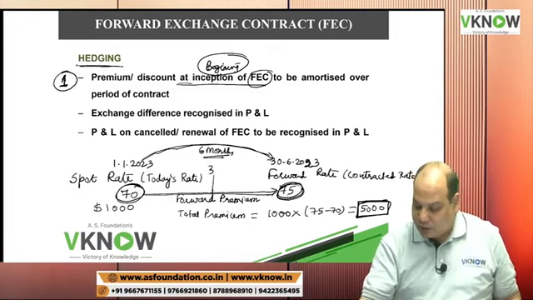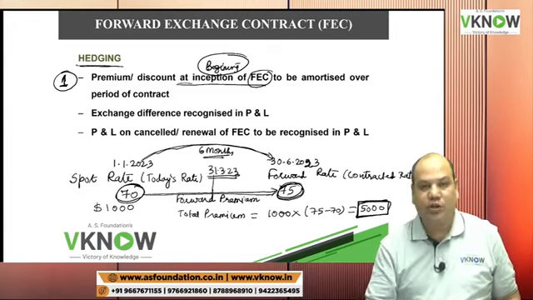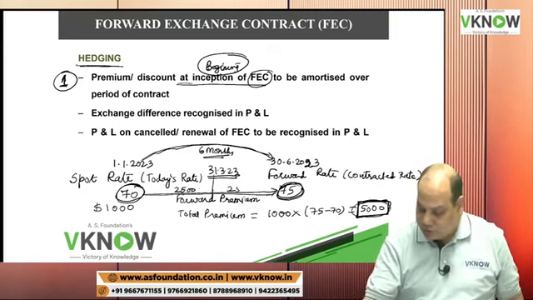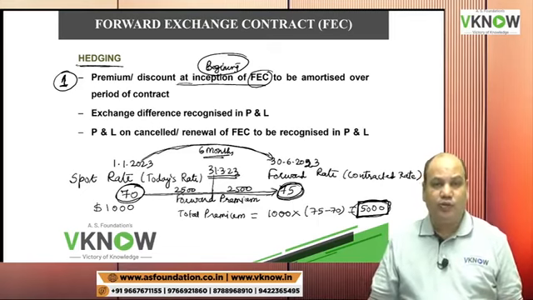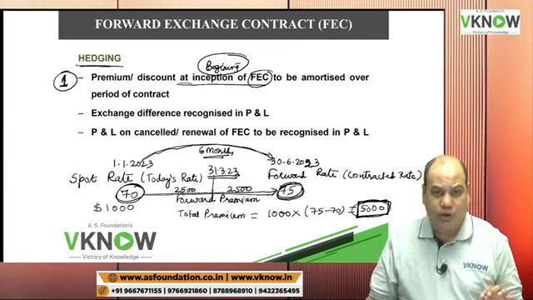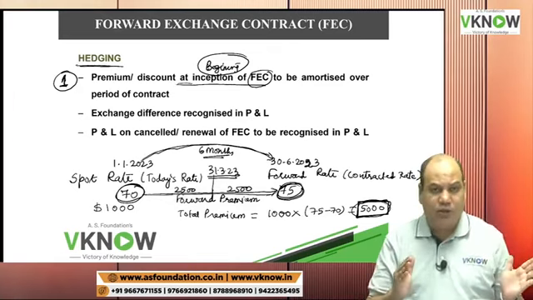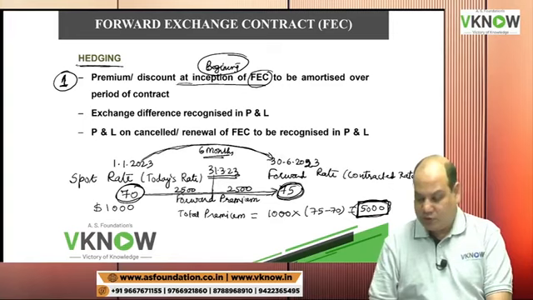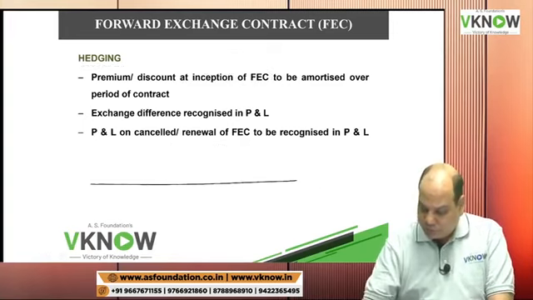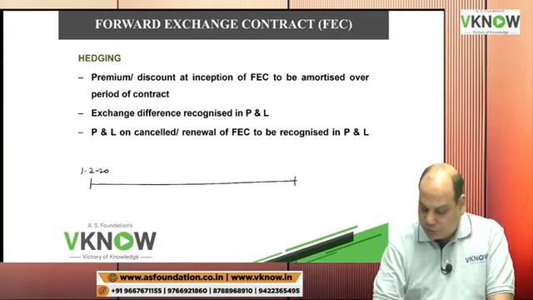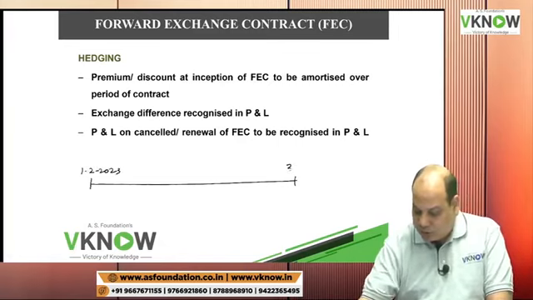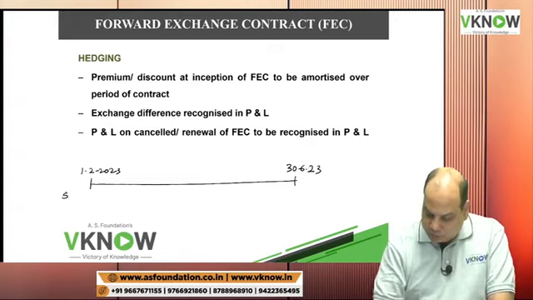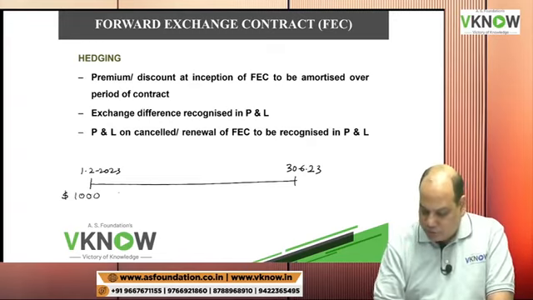Let us say our year ending date is 31st March 23. So what will happen? This 5,000 rupees will be amortized in the ratio of time. So 2,500 I will transfer to P&L account in the first year, and 2,500 rupees I will transfer to P&L account in the next year. Okay, you try one more. Suppose today is 1st February 2023 and the contract will mature on 30th June 23. Student will try. Number of dollar is 1000.